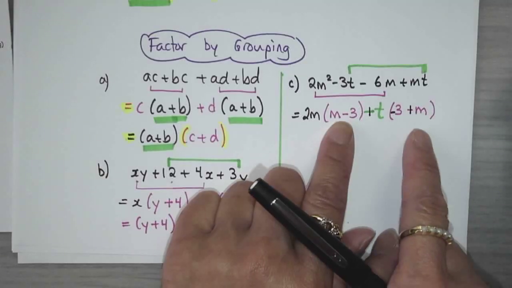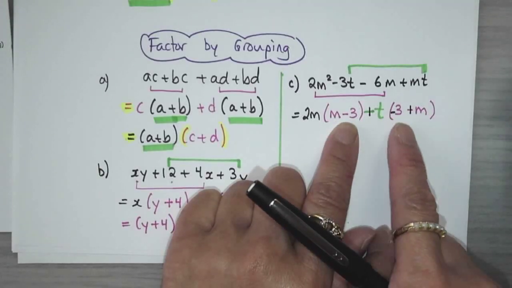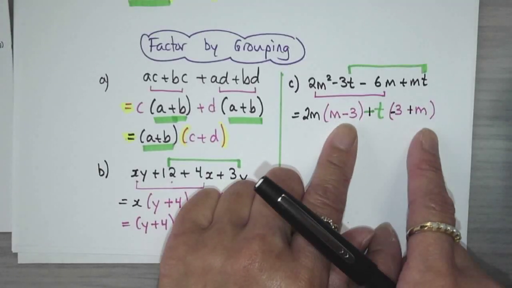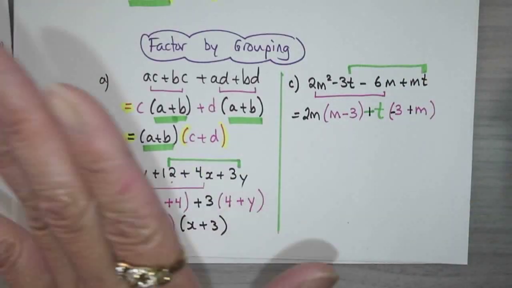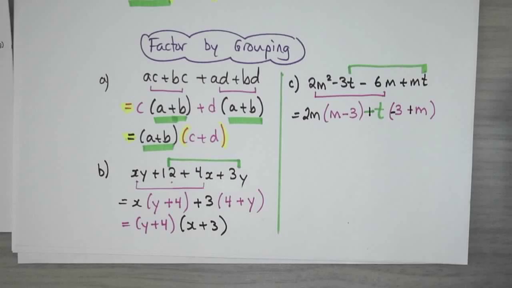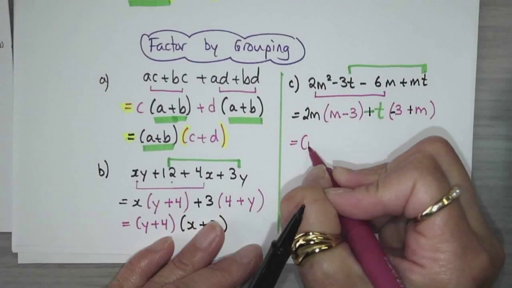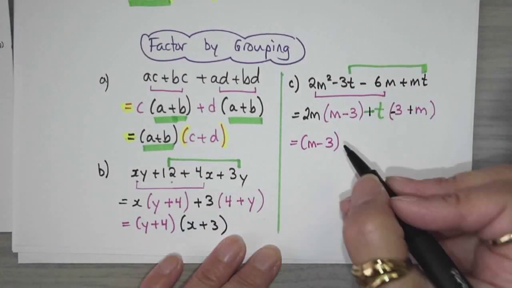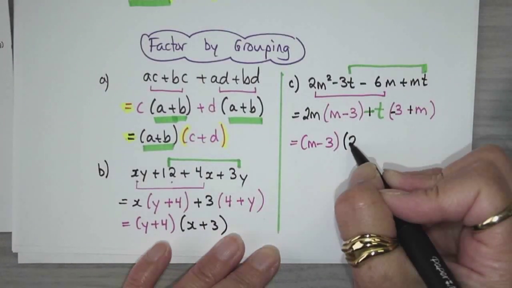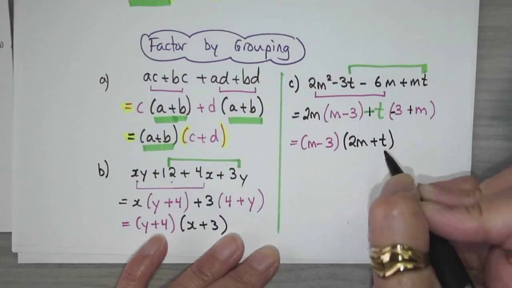Now, is m minus 3 and negative 3 plus m the same? They are the same, right? They're just written in ascending versus descending order, but that's okay. So they're both the same. Now, I'm going to write down m minus 3. I'm going to talk about that in a second. So m minus 3, and then write down the leftover, so 2m plus t.